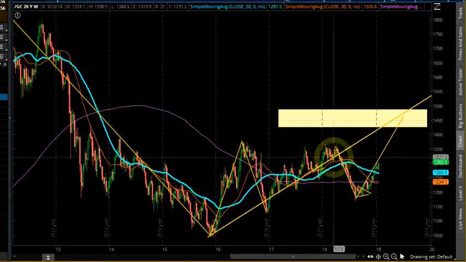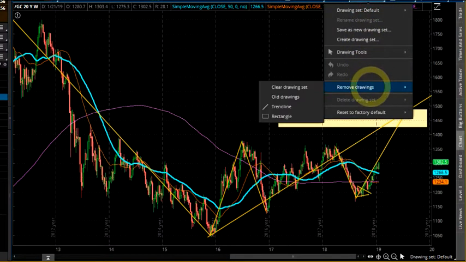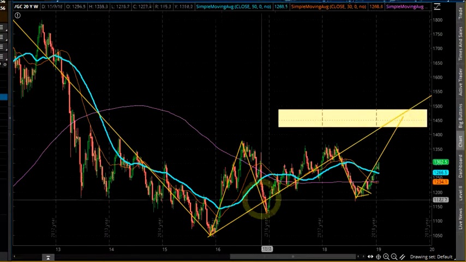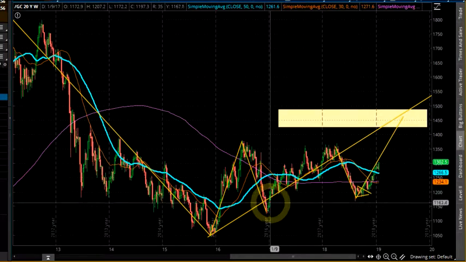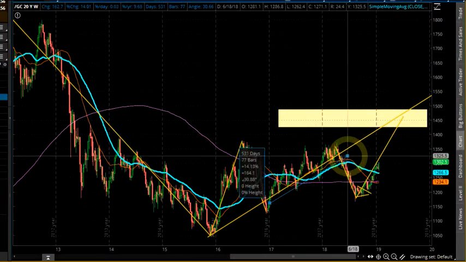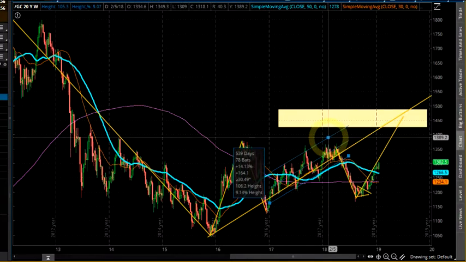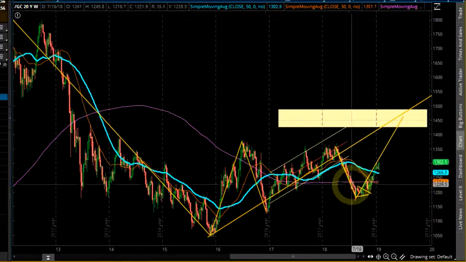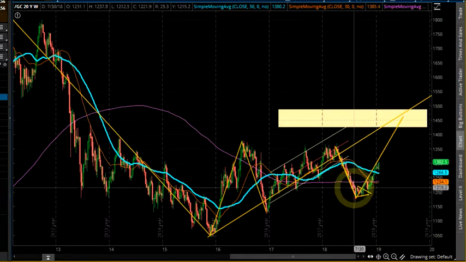Because it broke out of, if you draw a channel through here, just trying to help you see patterns and things like that. But if you notice here, there's a channel here. So this is all one swing. But then once we broke out of the channel, this is a new swing. Okay, this is a new swing.